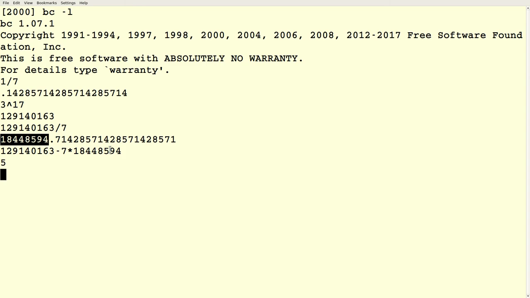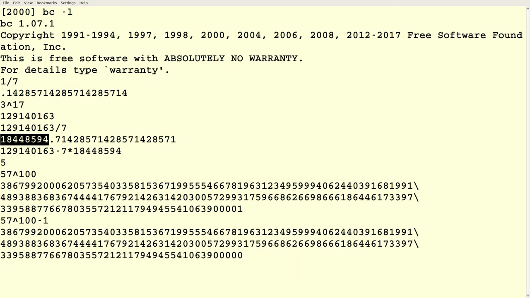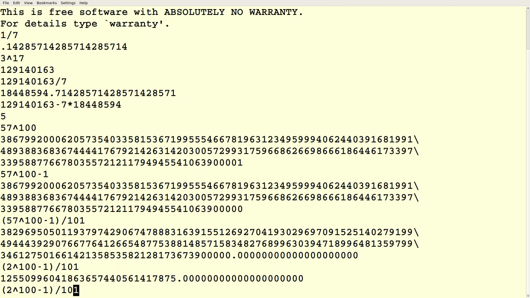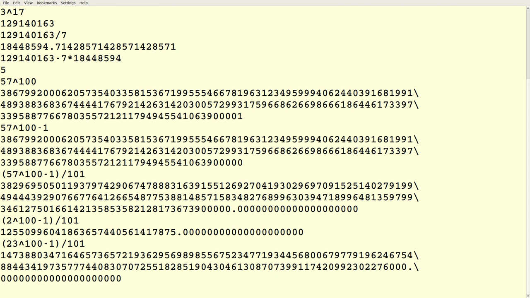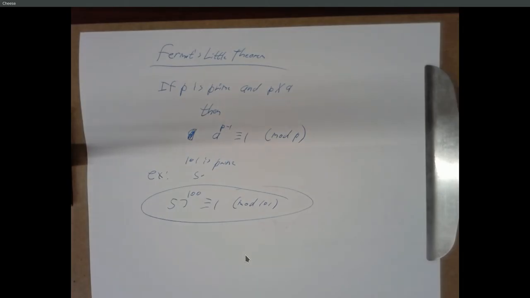I don't think I can do that on BC. Well, that's a big number. But sure enough, that's divisible by 101. So that's a useful result sometimes.